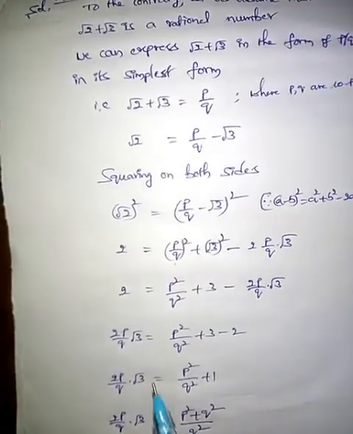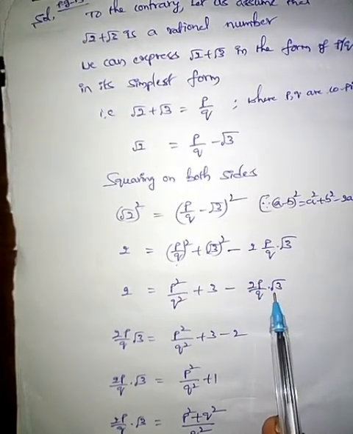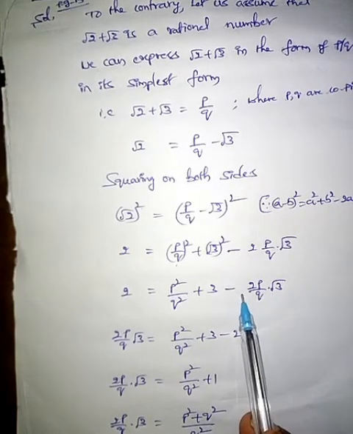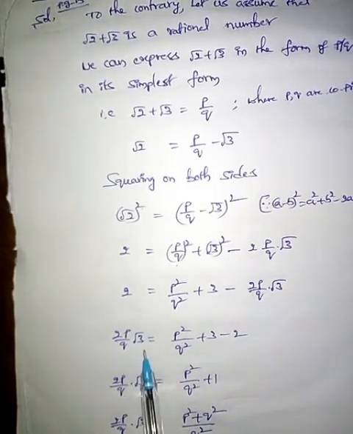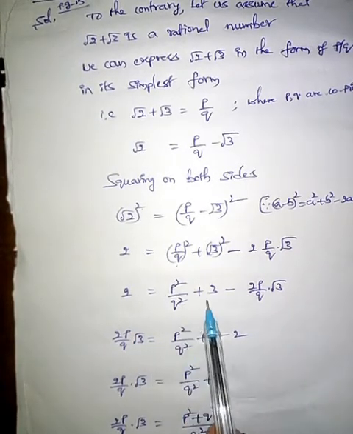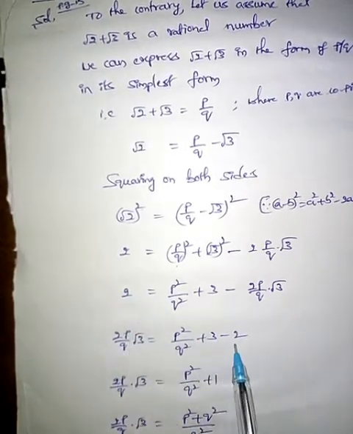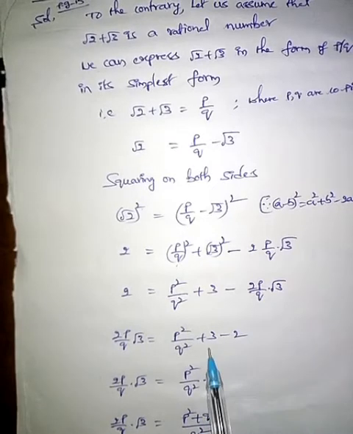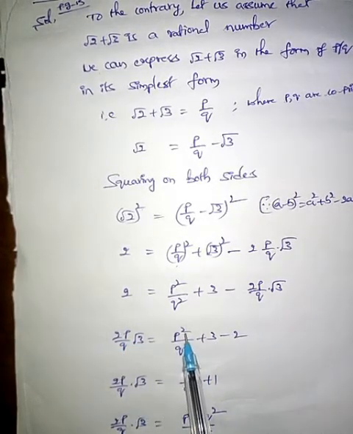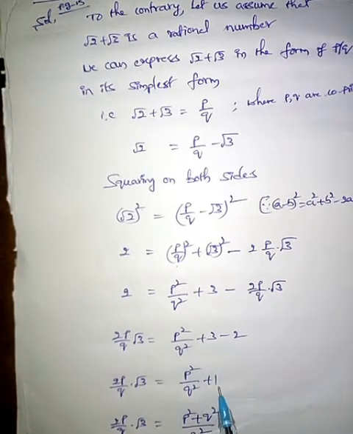So in the next step, transpose 2p by q into root 3 from LHS to RHS. Here in the LHS it has a negative sign, so it will be positive. 2p by q into root 3 equal to p square by q square plus 3, and also transpose the 2 value from RHS to LHS, so it will be minus 2. In the next step, now simplify 3 minus 2. So write the 2p by q into root 3 as it is, and write the p square by q square also as it is. If you simplify 3 minus 2, it will be 1.